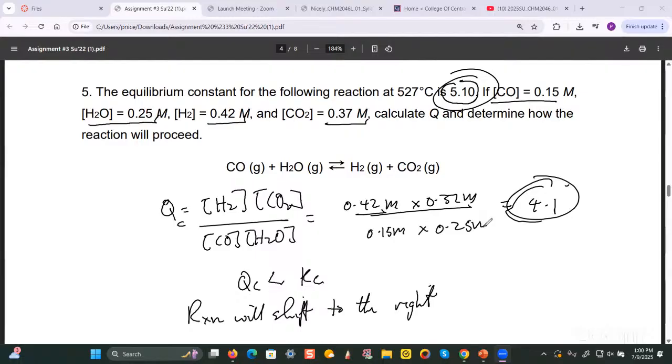We'll shift to the right to achieve equilibrium. No, that's what we are predicting based on Le Chatelier's principle. These numbers for the concentrations of the different substances are not equilibrium values. You see what I'm saying? So the system at this stage is not at equilibrium. What the question is asking is, which direction will it shift in order to achieve equilibrium?